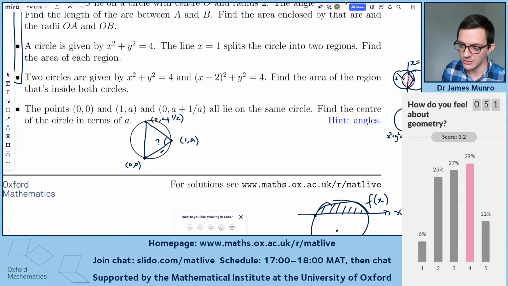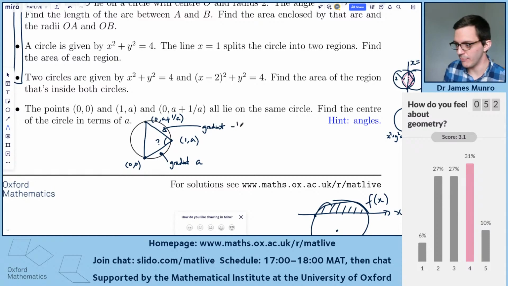Because the gradient of this line has gradient A, because it goes from (0, 0) to (1, A). This line goes from 1 down, the x's change from 1 to 0, and the y's change from A to A plus 1 over A. So it has gradient minus 1 over A. Going left to right, it decreases by 1 over A as you go from 0 to 1. Aha! These things multiply to minus 1, so these are at right angles.